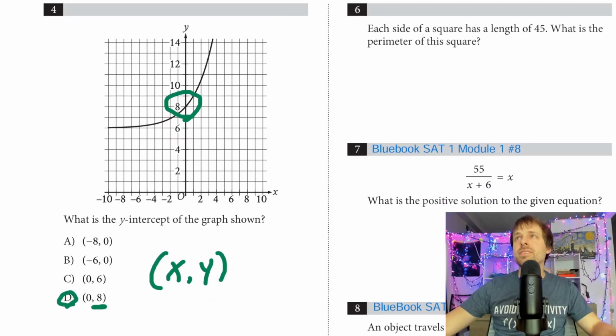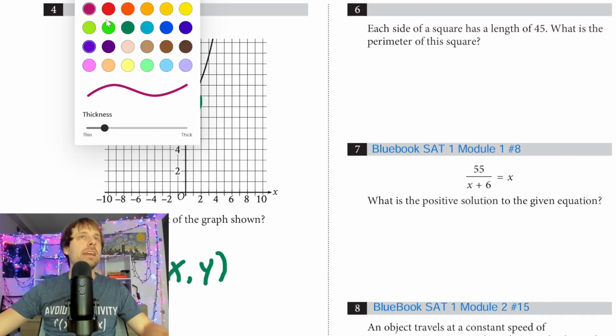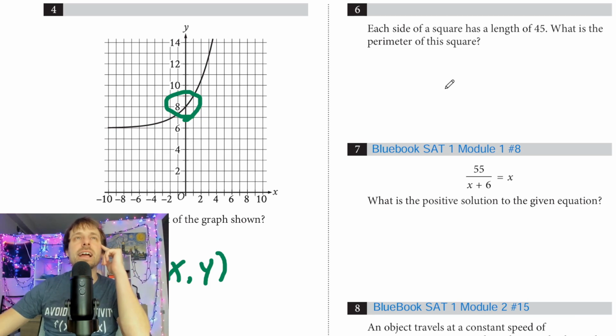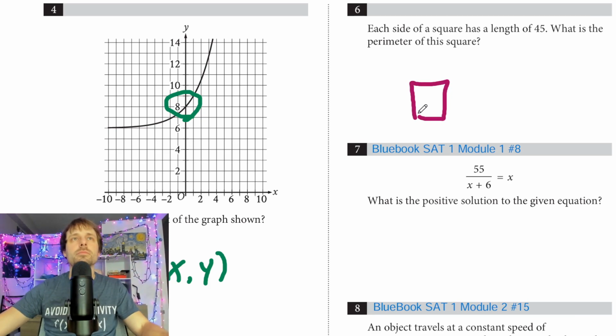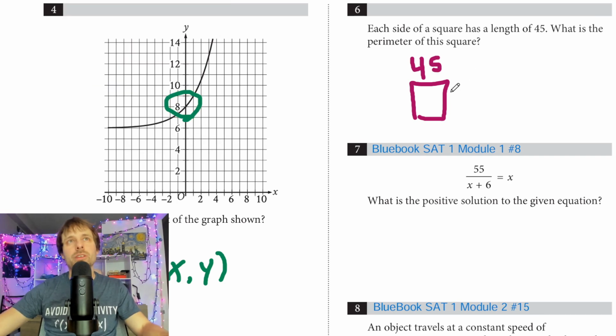And number 6 here, let's shift this. And they say each side of a square has a length of 45. Okay, and I just imagine the rest of the sides are also 45. And they say, what is the perimeter? Really not too bad. I just do 45 times 4. And I think we're going to get 180 here for number 6.